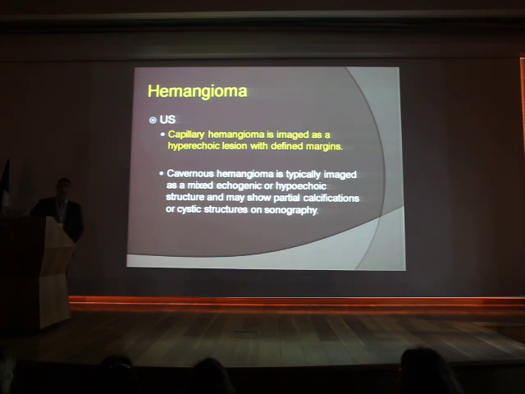So, how would these hemangiomas look? The capillary hemangioma, as I said, will be hyperechoic on ultrasound with well-defined margins, while the cavernous will be mixed echogenic and hypoechoic, depending on the content, and sometimes shows even partial calcification, cystic structure on sonography.